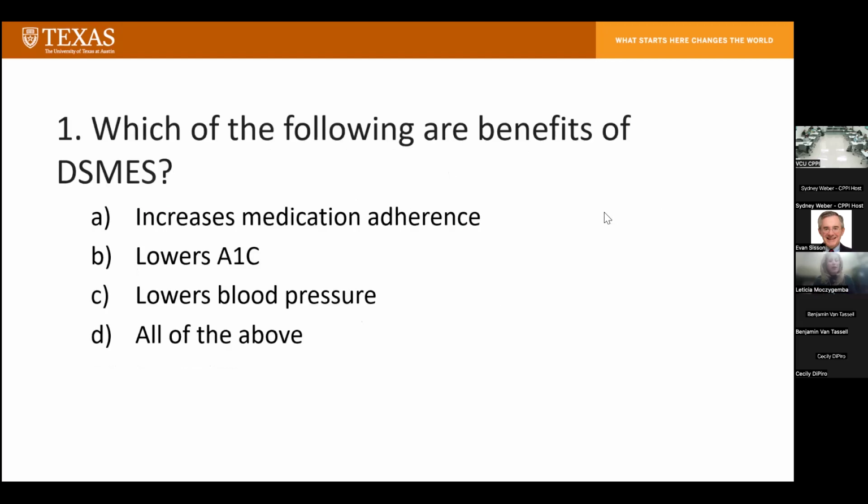So I'm about midpoint of my presentation, and I have a couple of questions, and I kind of went old school with these, so you can just sort of think about the answer. Which of the following are benefits of DSMES? I also figured it was a Monday, so I'm hoping these are pretty straightforward. So the answer is all of the above.